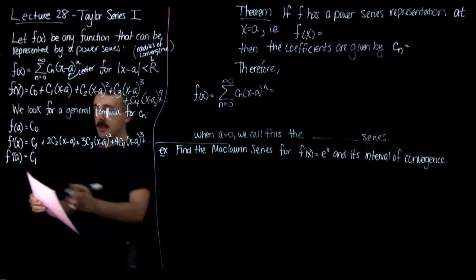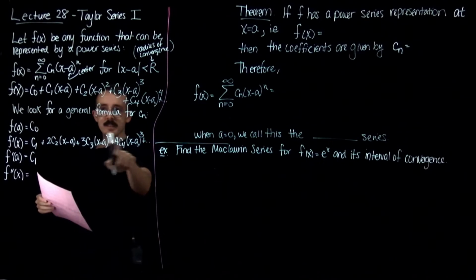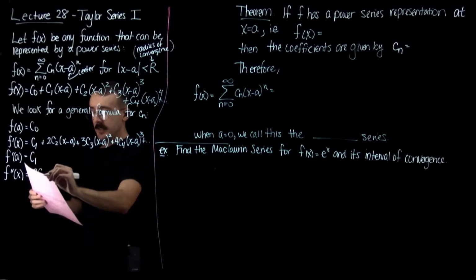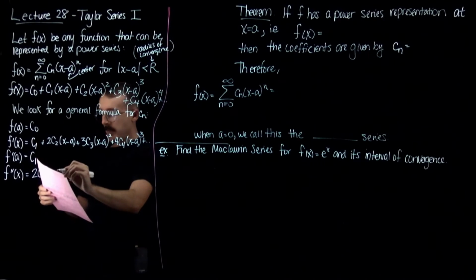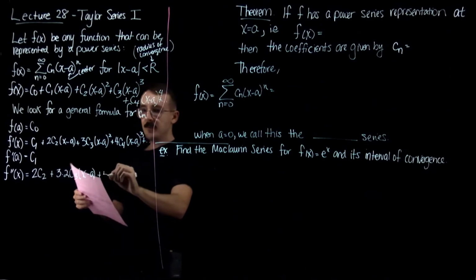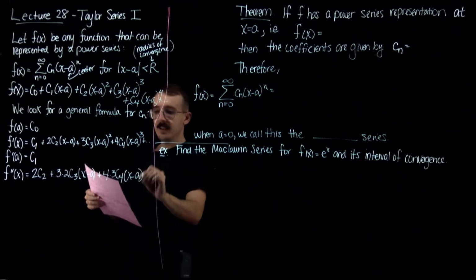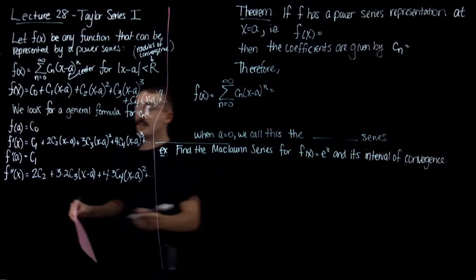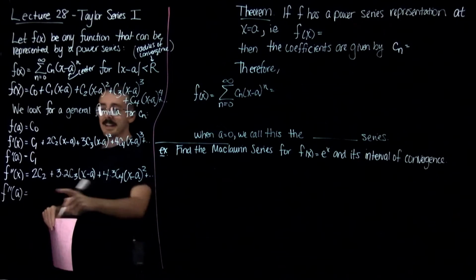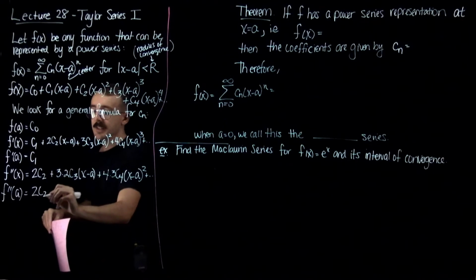And I'll do a few more of these. So for the second derivative, if I take the derivative of this right here, I would get 2c2 plus 3 times 2c3 times x minus a plus 4 times 3c4 times x minus a squared. Again, this continues forever. And if I follow the same idea, if I plug in the center a into this expression, I get 2c sub 2.